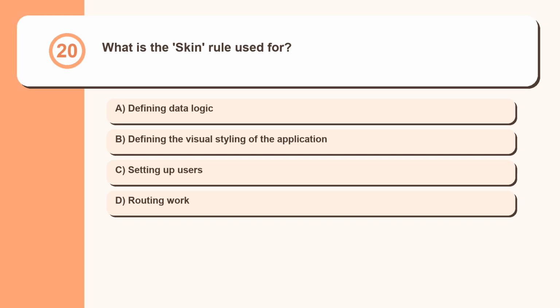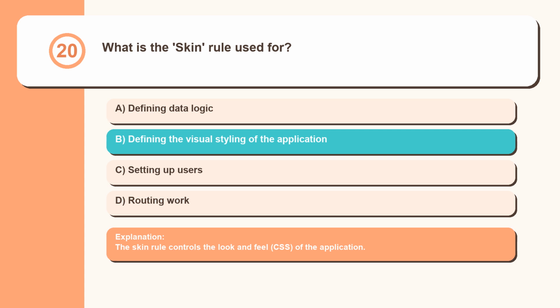Question 20. What is the skin rule used for? Defining data logic, defining the visual styling of the application, setting up users, routing work. The skin rule controls the look and feel, CSS, of the application.